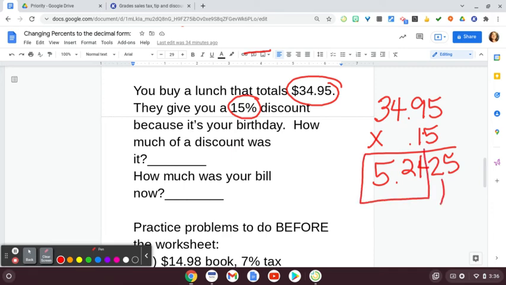So that 2 is going to tell me to just keep that 4 exactly the same. So the discount that you save off of your bill is $5.24. And so your new total is you take your $34.95, which was the original price, and you subtract what the discount was, which is $5.24. And your bill now is going to be $29.71. So a good savings there.